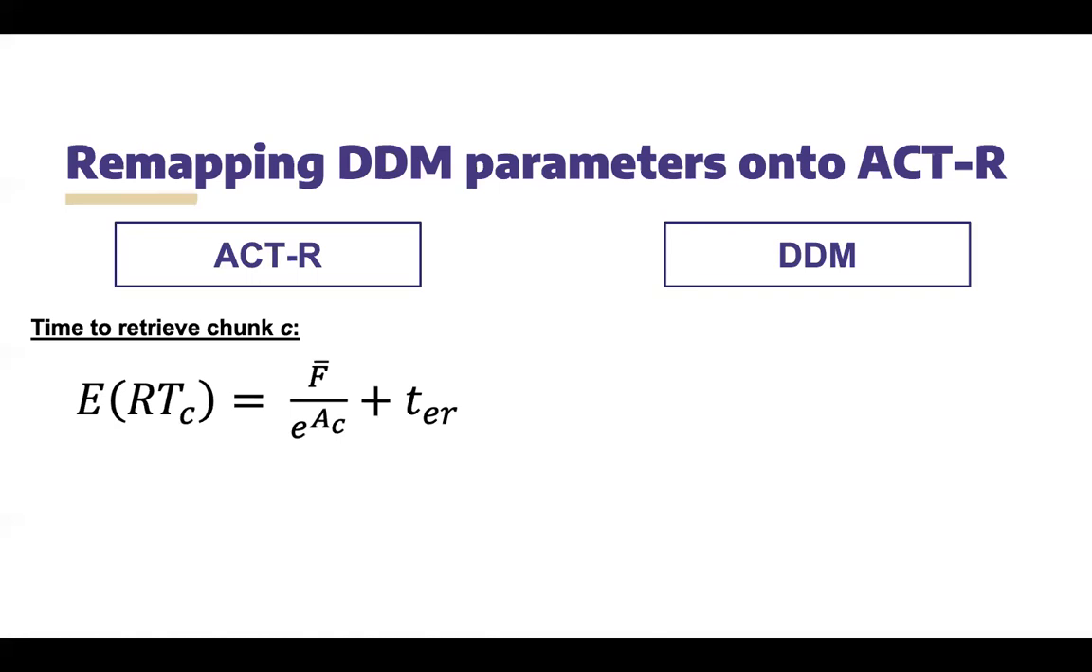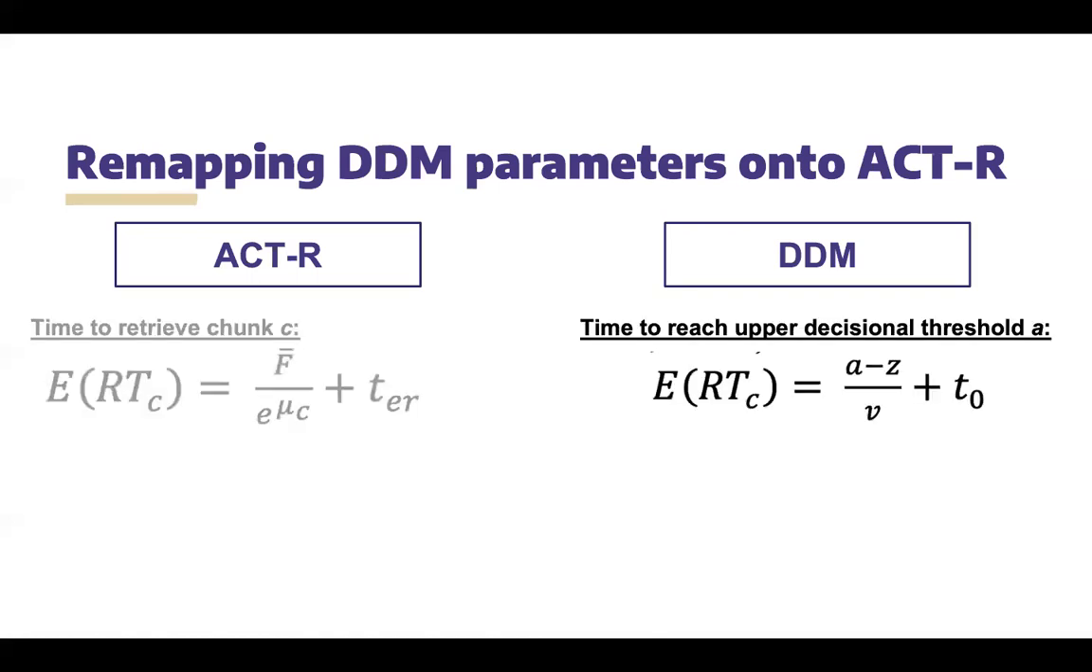In order to see how best to do this, we first explored similarities within the equations that make up these models. The total expected time for retrieval of the winning chunk C with activation AC across a series of trials using the average latency factor F with scaling factor T error can be shown by this equation here.